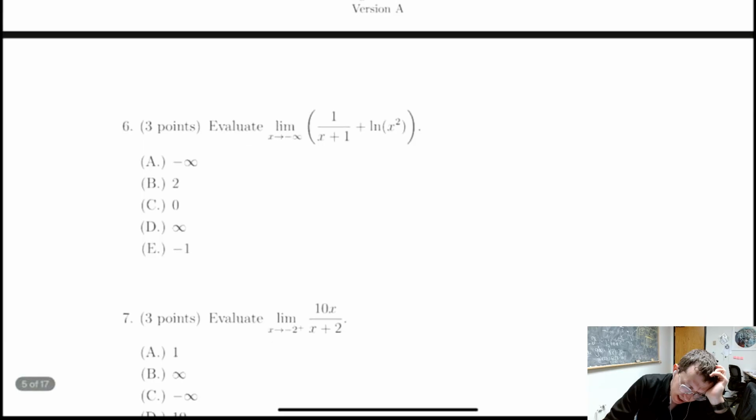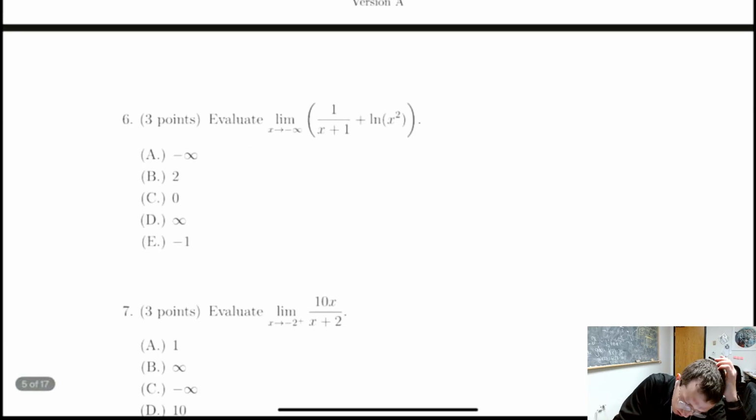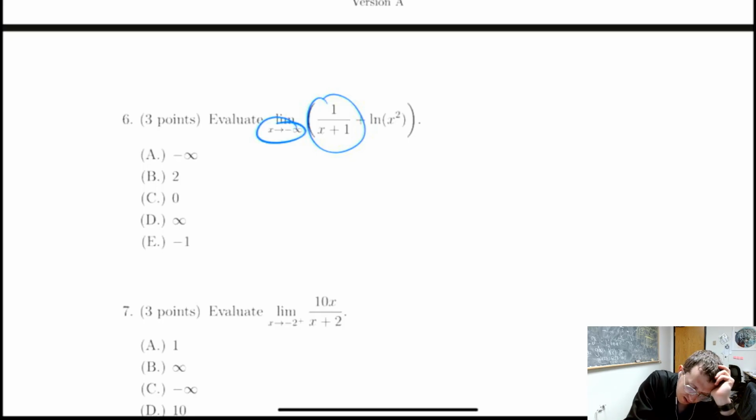All right, limit as x goes to negative infinity. Okay, so this piece, 1 over a really large negative number, plus 1, is going to be basically 0. It's going to be a very small negative number, so it's going towards 0.